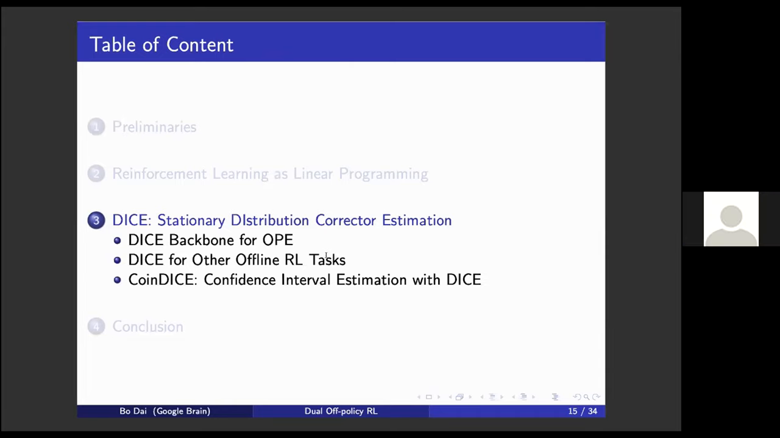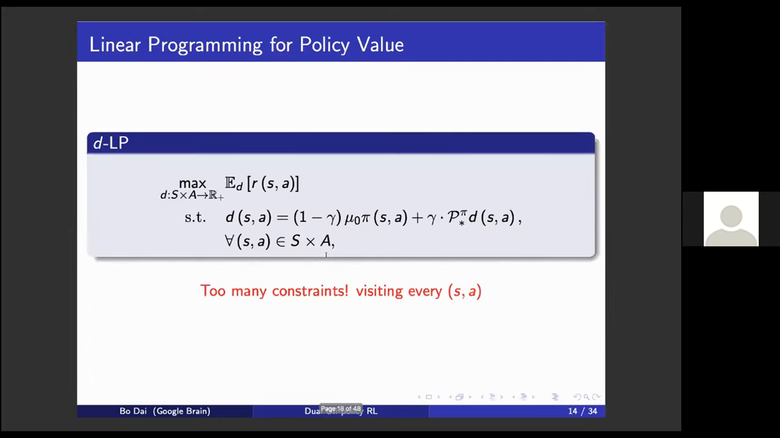A question here. Can you go back to the previous page? Sure. Just a sanity check. For this optimization problem, you will entirely forget what the distribution D is, like in the previous page. You just regard the distribution D as a distribution you want to optimize. Yes. And I can guess the number of learnable parameters is just the cardinality of S times the cardinality of A. Exactly.